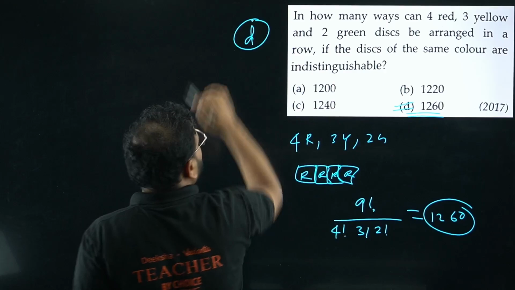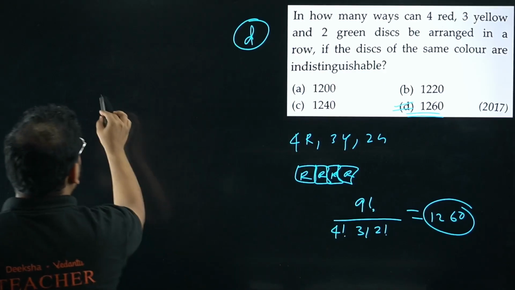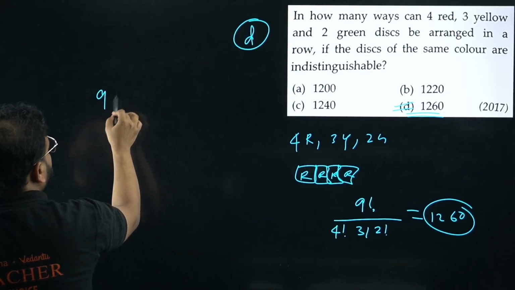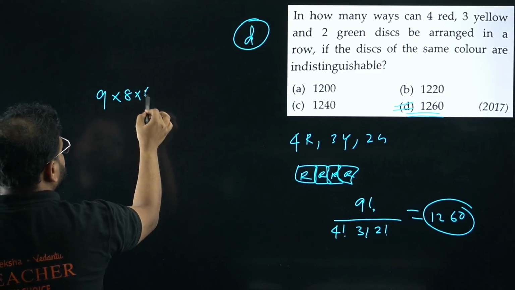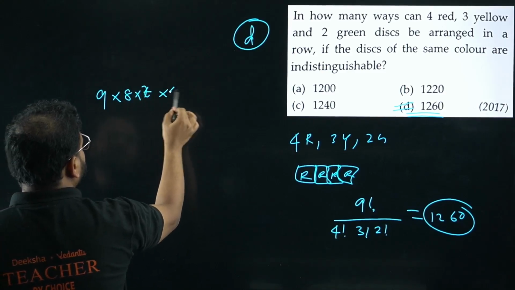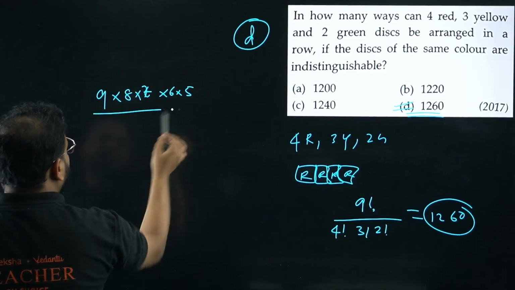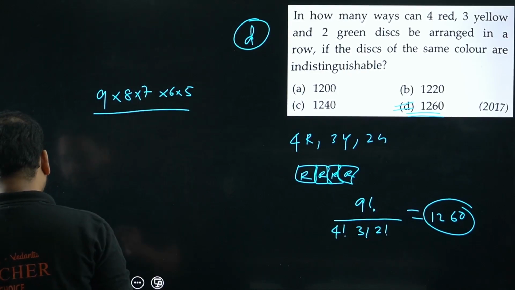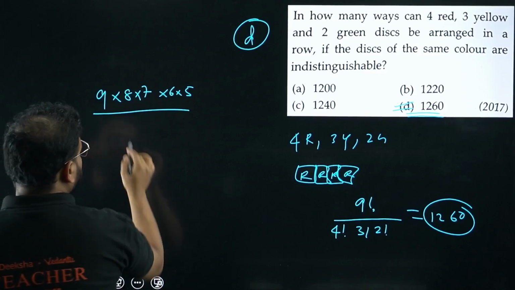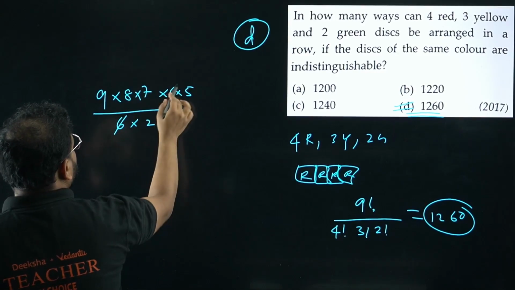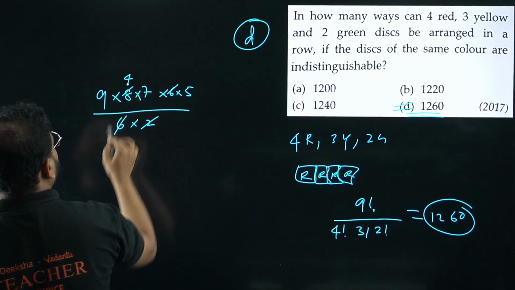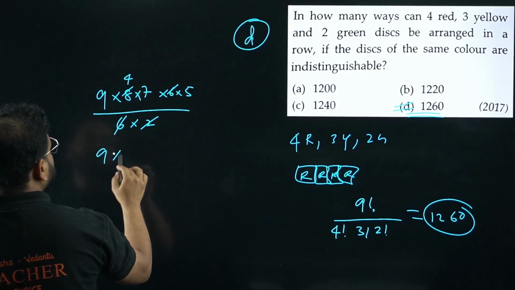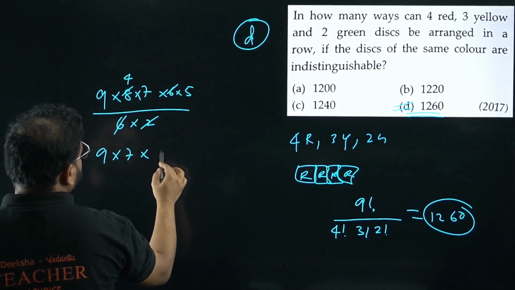Please cross check and let me know if you're getting a different answer. You know how to solve it, right? It will be 9 into 8 into 7 into 6 into 5. I'm cancelling the 4 factorial. What I have left now is 3 factorial, so 6 into 2. 6 is cancelled. 2 fours are 8. I am getting here 9 into 7 into 20.